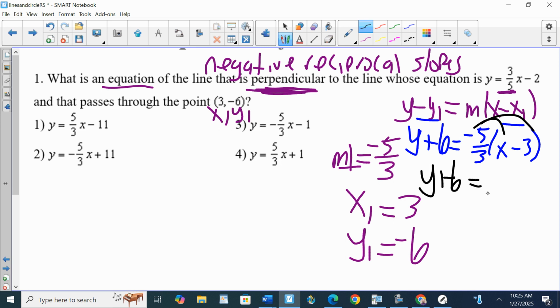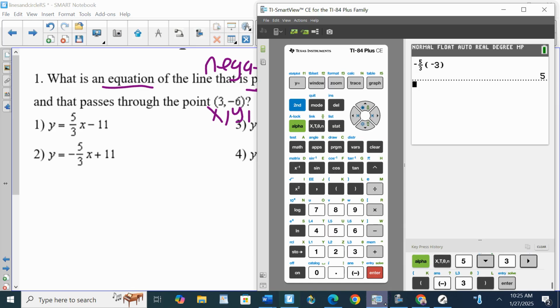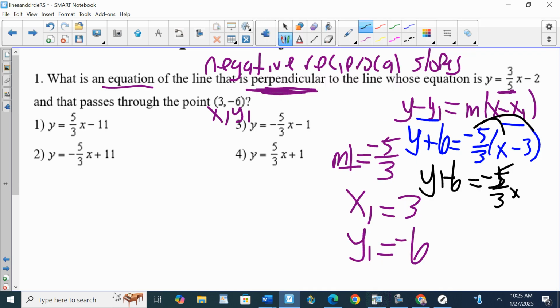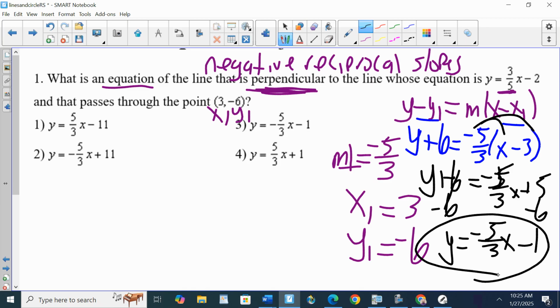And I solve for y. Negative 5/3 times x is negative 5/3 x. Negative 5/3 times negative 3, use a calculator if you need to. There it is. It's positive 5. And isolate y. Minus 6, minus 6. Y equals negative 5/3 x minus 1. Negative 5/3 x minus 1. There it is.